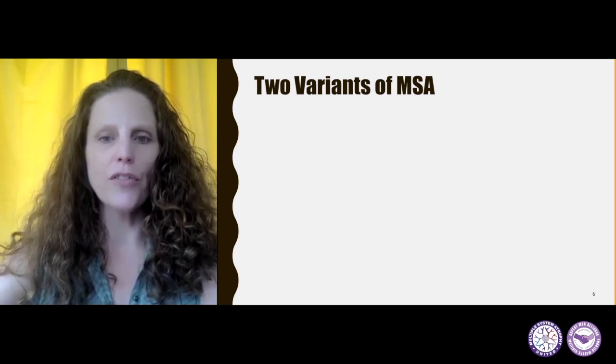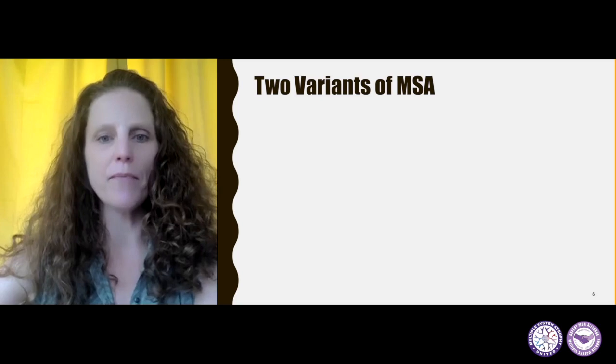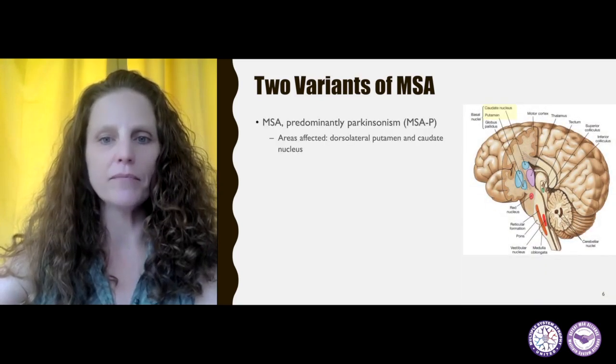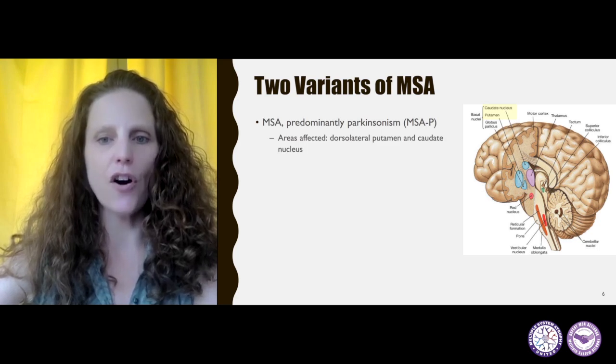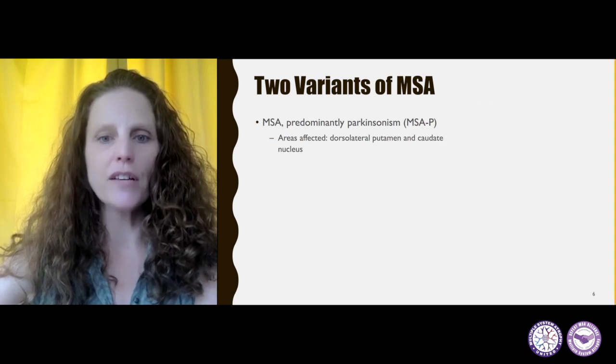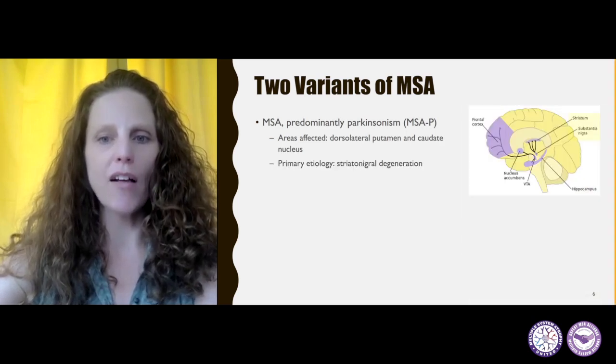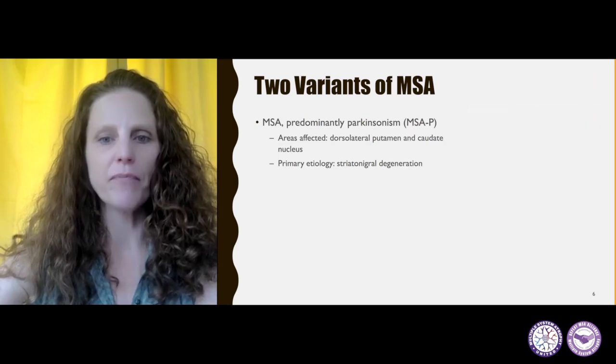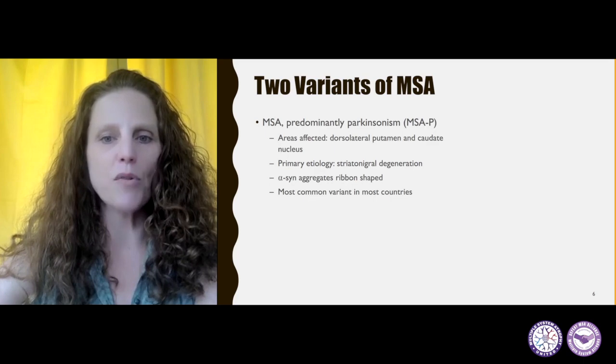As alluded to earlier, there are 2 common variants of MSA. In MSA predominantly Parkinsonism or MSA-P, the areas of the brain affected are usually the dorsal lateral putamen and caudate nucleus. And the primary etiology is striatonigral degeneration, that is disruption in the connection between the 2 areas of the brain, the striatum and the substantia nigra. In MSA-P, the alpha-synuclein aggregates have been seen to be more ribbon-shaped, and MSA-P is the most common variant in most countries.